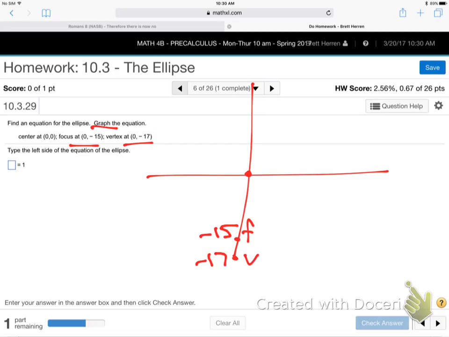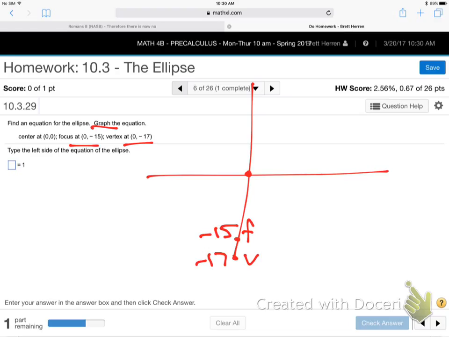Are we good there? They're on the y-axis, aren't they? Over 0, down 15 to the focus. Oh, by the way, the focus points are always inside, aren't they? They're always inside the ellipse, just like for the parabola, inside the branch.